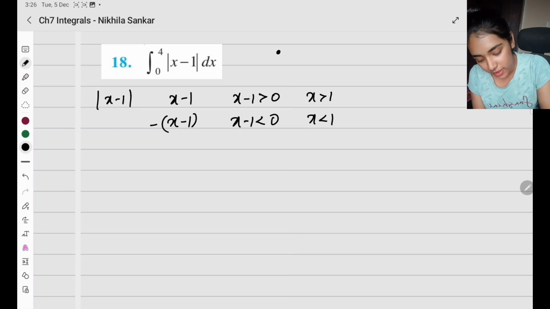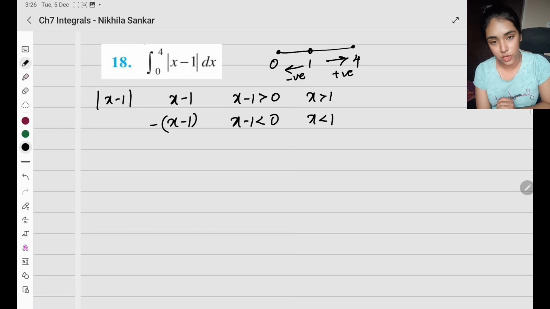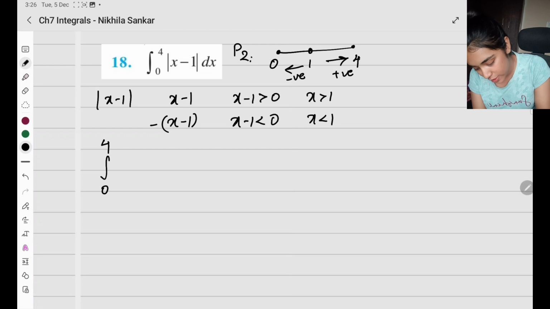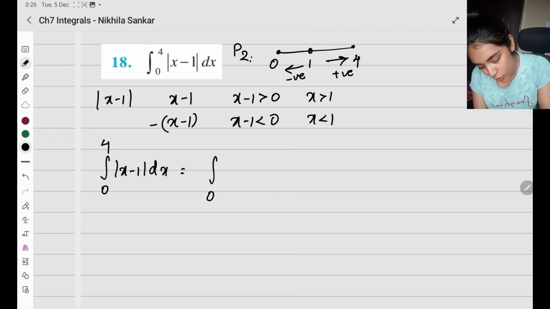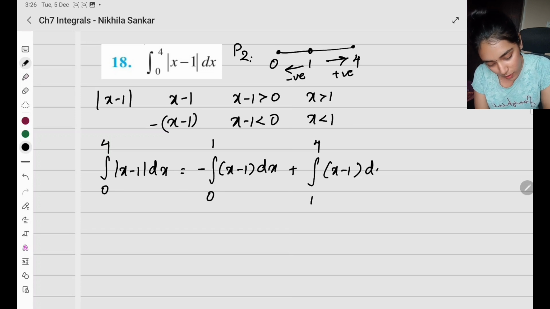So my definite integral with limit 0 to 4 is going to be split from 0 to 1 and 1 to 4. To the left of 1 it is going to be negative, to the right of 1 it is going to be positive. So using property number 2, I can split the integral as 0 to 4 mod x minus 1 dx becomes integral 0 to 1, it is going to be negative, so minus x minus 1 dx plus integral 1 to 4, it is going to be positive, so x minus 1 times dx.